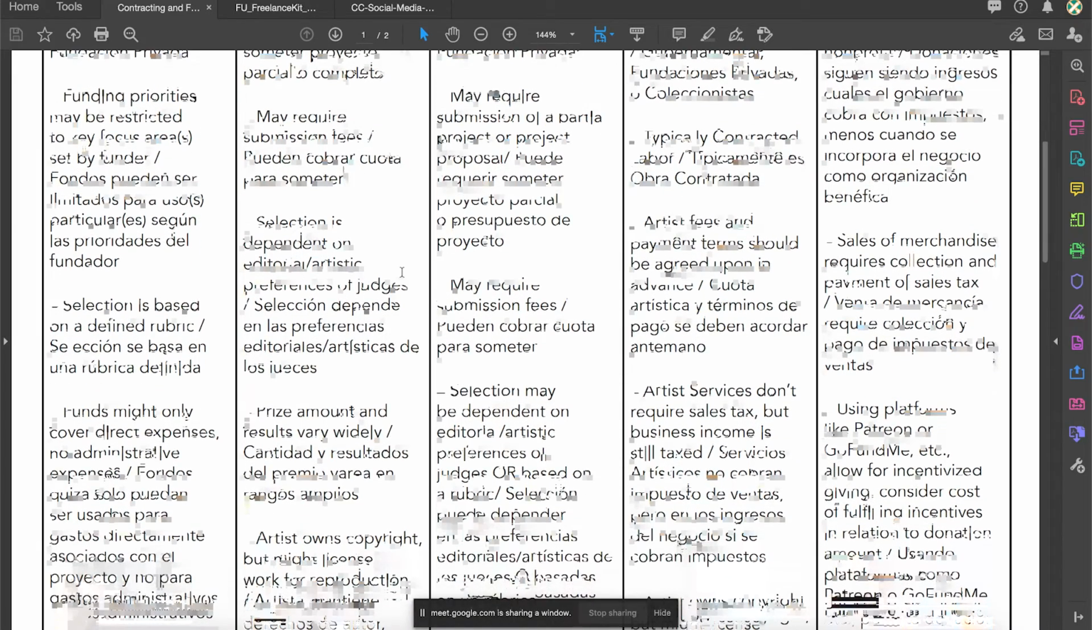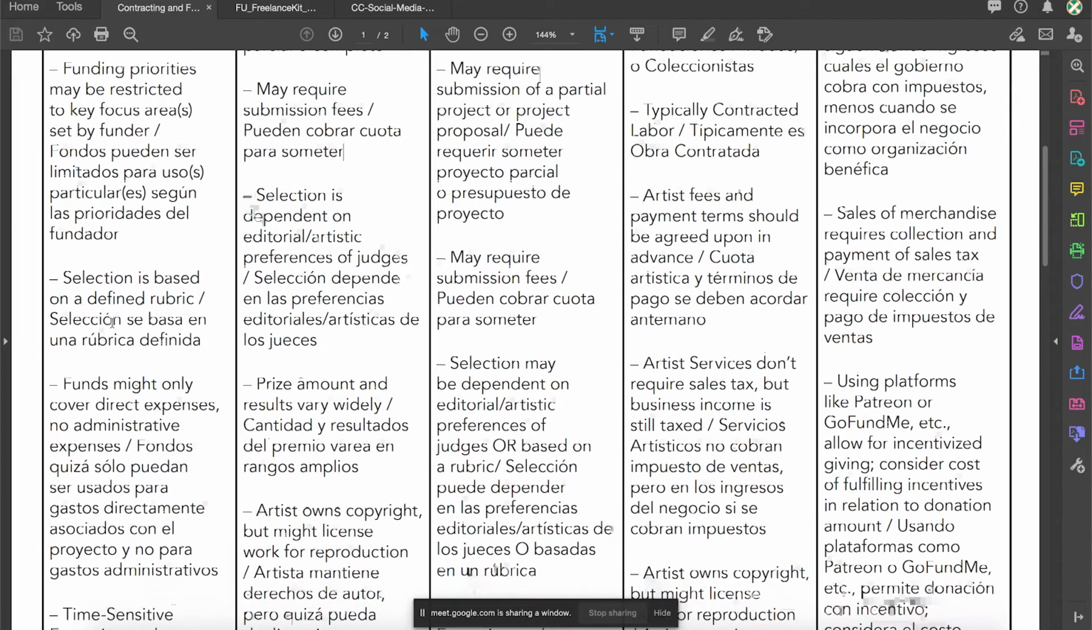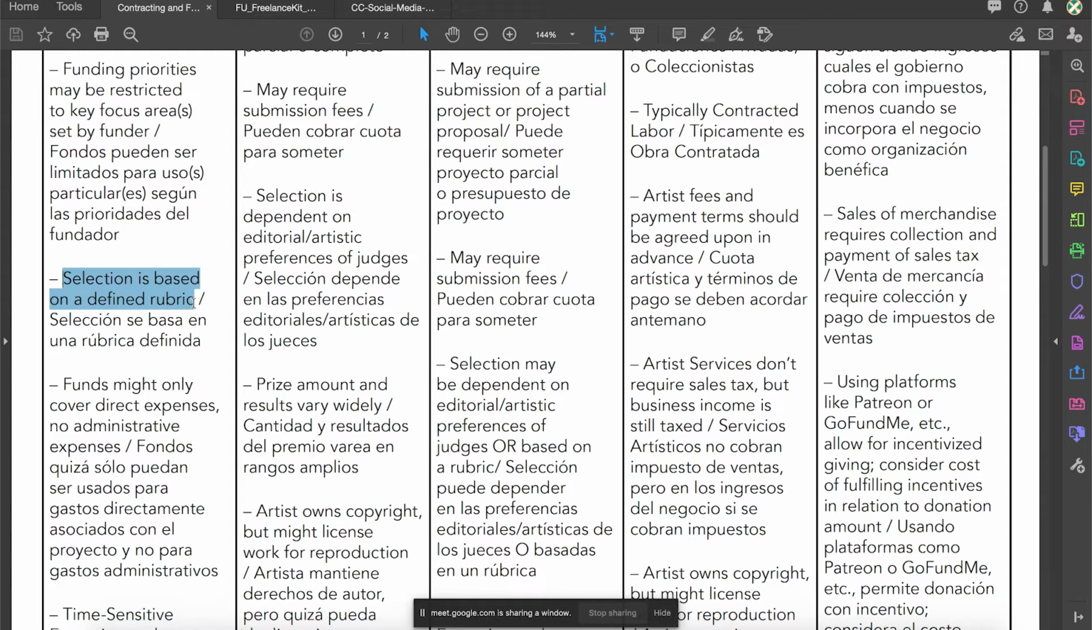The one thing about awards, though, is that selection, unlike in a grant where it's defined by a rubric, selection for an award is going to depend largely on people and their preferences. So if it's an editorial board that is selecting, if their preference is a certain style of artwork, then they'll probably give the award to that particular person. Same for an artistic one. So if you're doing visual art, you want to keep those things in mind.